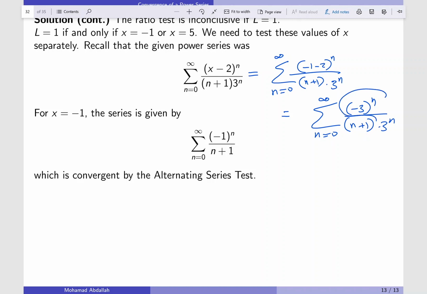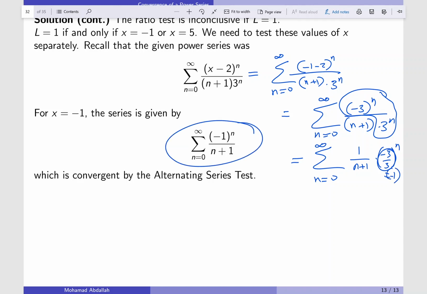Now I can make these as one exponent because both of them are raised to the power n. So that's the sum from n equals 0 to infinity, 1 over n plus 1 multiplied by -3 over 3 to the power n. Now -3 over 3 is -1. So that's how I got that form. Okay, well, this is an alternating series. We've seen something like this before. It's an alternating series and it's convergent. It converges by the alternating series test.